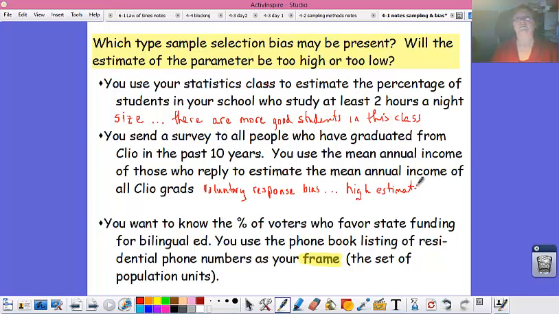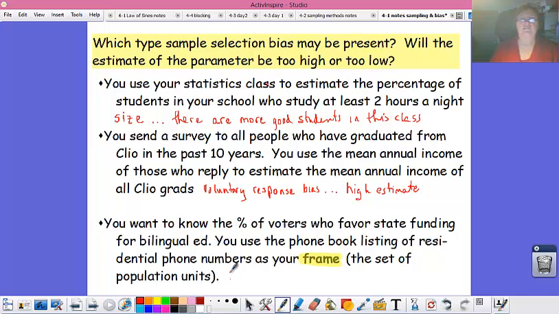The last of these three questions: you want to know the percent of voters who favor state funding for bilingual education. You use the phone book listing of residential phone numbers as your frame, and notice that the word frame is highlighted. That means the set of all your population units. So you're saying that your population would be represented by what's in the phone book. Folks, I don't think that that's going to work for you.